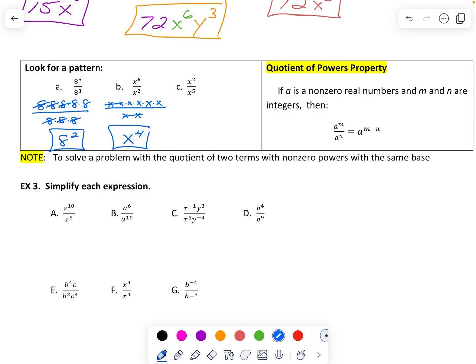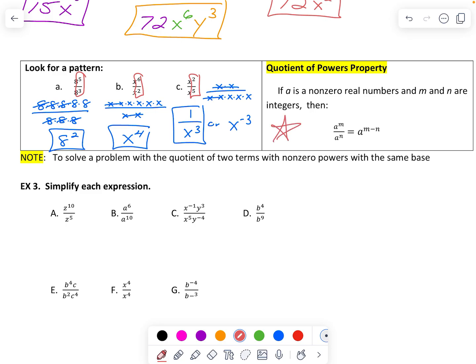For this one, we have 2 x's in the numerator, 1, 2, 3, 4, 5 in the denominator. Those two cancel with those two. We're left with 1 over x to the third, or x to the negative third, right? This is the better way of writing it. That's the simplified way, no negative exponents. But if we were looking for a pattern here, notice 5 minus 3 is 2. 6 minus 2 is 4. 2 minus 5 is negative 3. And that is our rule.